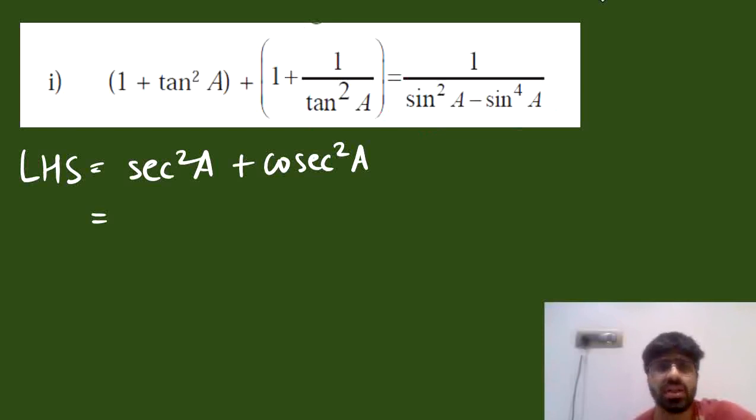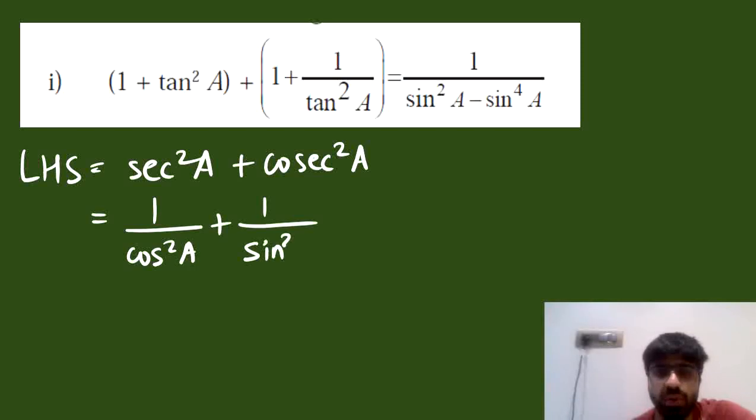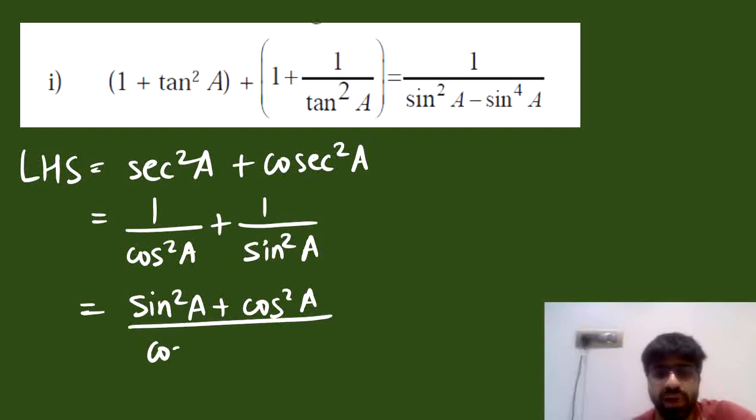So whenever you are stuck while solving any question, convert everything to sine and cos. Most of the times that trick helps, sometimes it may not, but here it will help. So sec square a, sec a is basically reciprocal of cos a. So I am writing sec square a as 1 upon cos square a plus cosec square a is 1 upon sine square a. You can simply cross multiply and add up the two terms, so that would make it sine square a plus cos square a upon cos square a into sine square a.